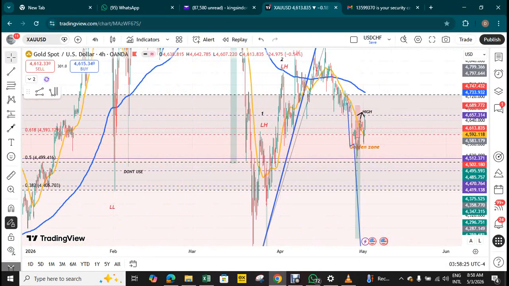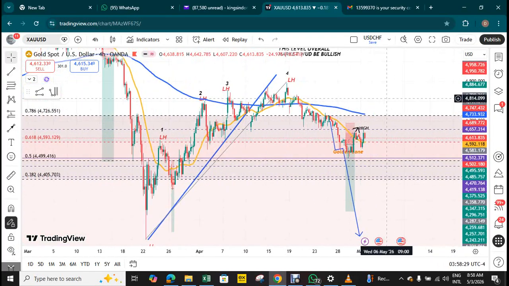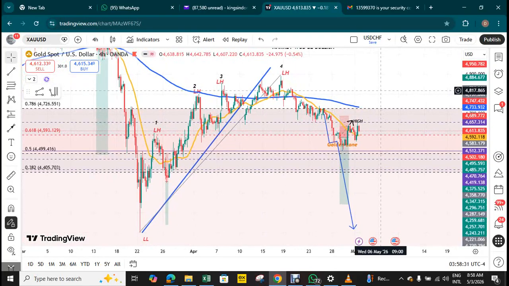Now this is the 4 hours time frame, so I'm going to explain what we're supposed to be looking at before we can start looking to take another entry towards the downside.